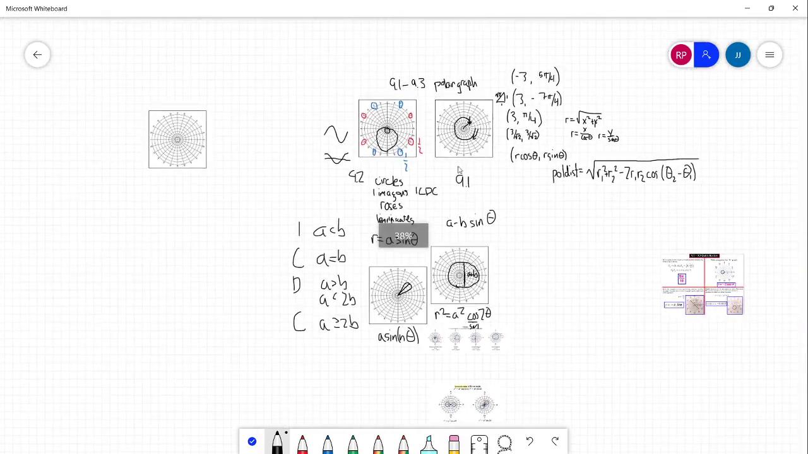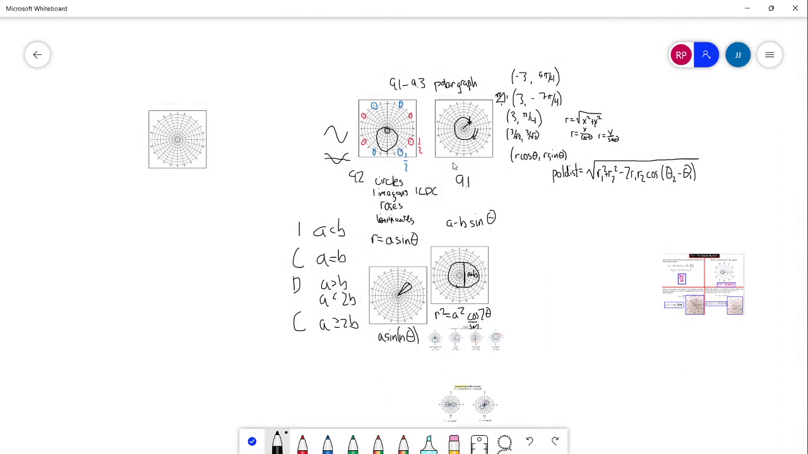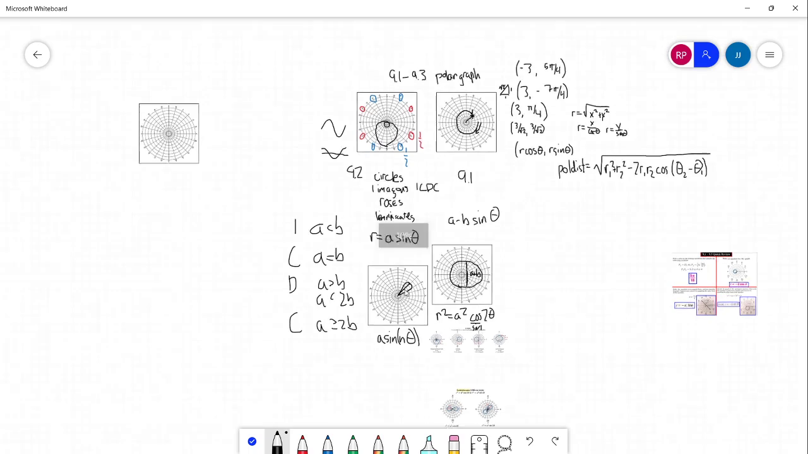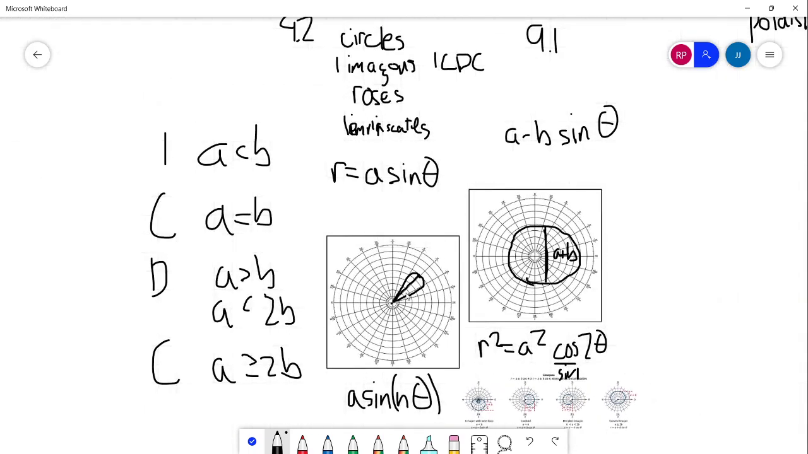Alright, do we have any questions on 9.2? Oh yeah, Jacob, can you go over where the rose petals are centered depending on whether it's sine or cosine?